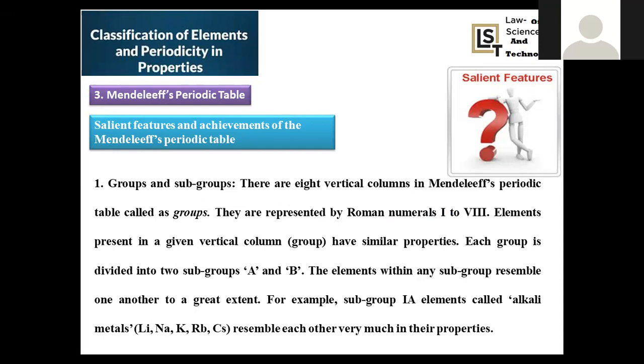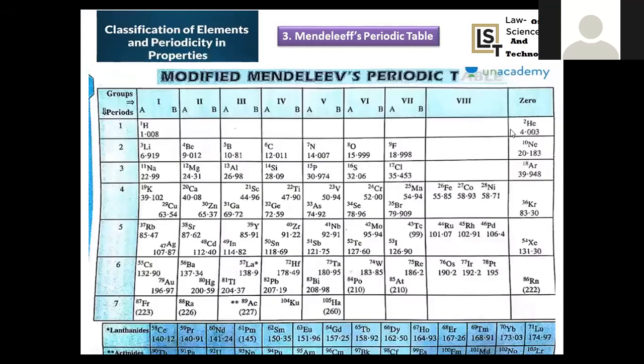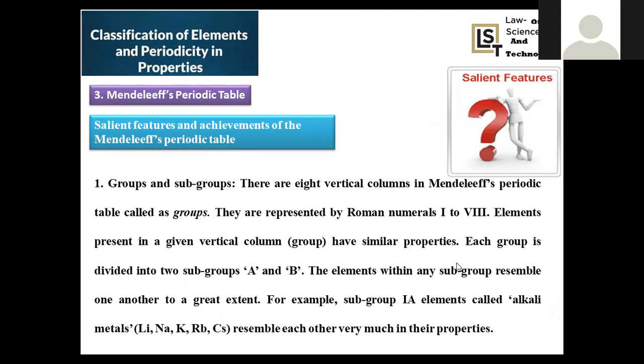So, similar properties. Whatever elements are present in the same vertical column, you may take hydrogen, lithium, sodium, potassium, rubidium, cesium, and francium. All these elements belong to first A group, and all these are considered as same group elements with similar properties or resemblance in their properties. So in this manner, the elements incorporated in a vertical group are said to be a group, and they possess similar kinds of properties.